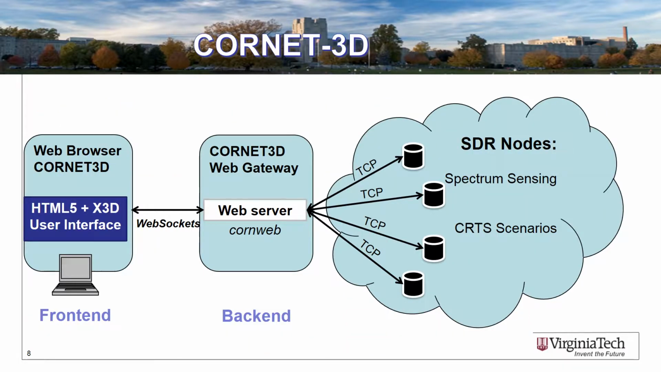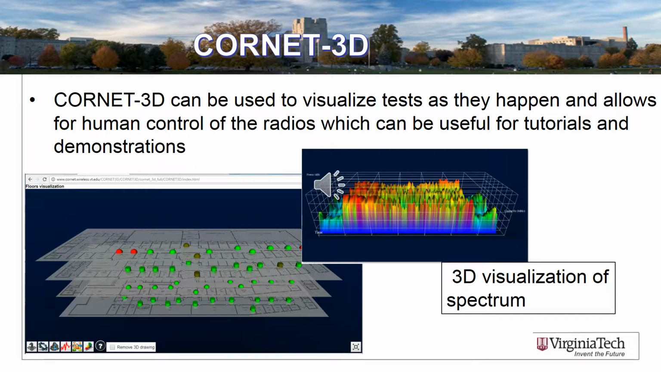CoreNet 3D consists of front-end and back-end code that enables a user to interact with a testbed such as CoreNet. The user interacts with the front-end code through a web browser, while the back-end code interacts with the radio nodes that make up CoreNet. CoreNet 3D displays the testbed layout, including SDR node locations and status, displays the radio spectrum at selected frequencies in 2- and 3-dimensional formats, and enables remote control of radio parameters if used with suitably configured radio waveform software.